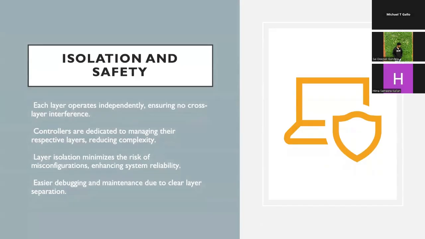So next, coming to the isolation and safety. Each layer is isolated, ensuring that no control or configuration from one layer impacts another, which increases security and stability. Controllers are responsible for only the designated layers, which simplifies network management and reduces potential errors. By isolating the layers, the system reduces the risk of misconfigurations that could affect the whole network, ensuring reliability. The isolated layers make troubleshooting easier by confining issues to one layer, reducing downtime and improving maintenance efficiency.